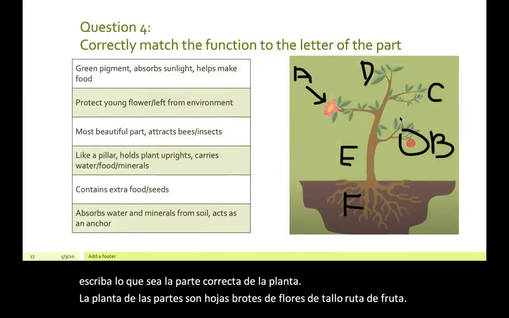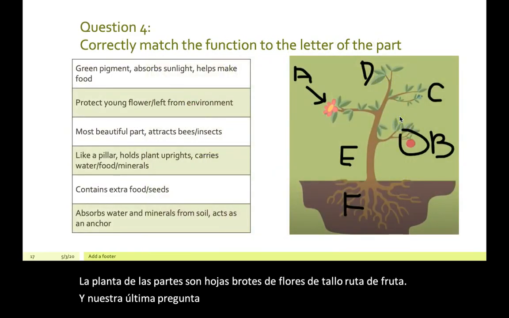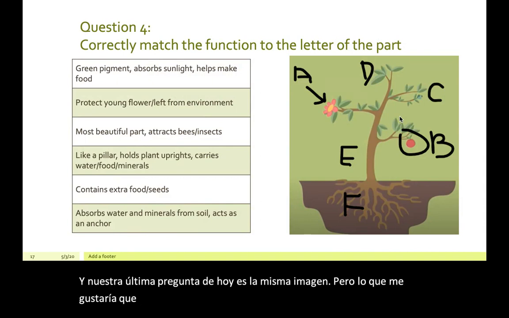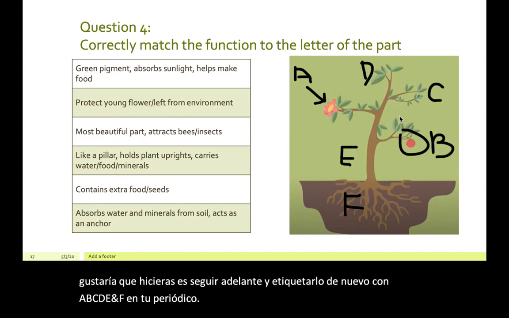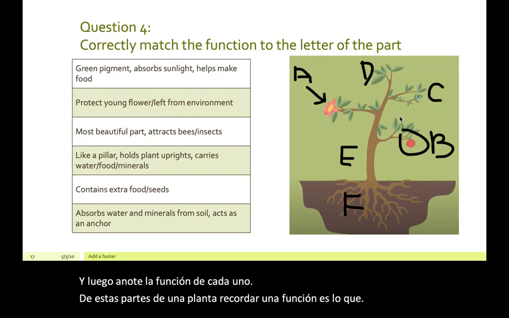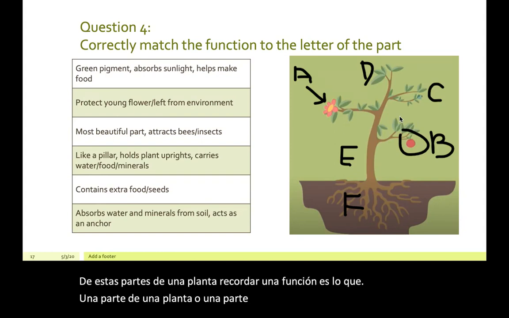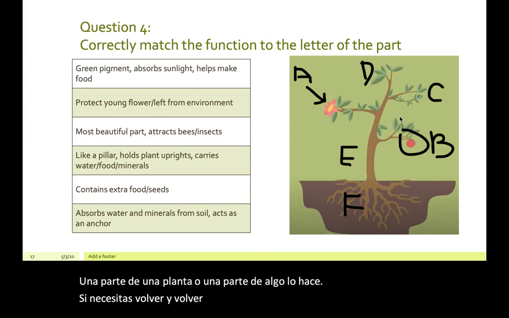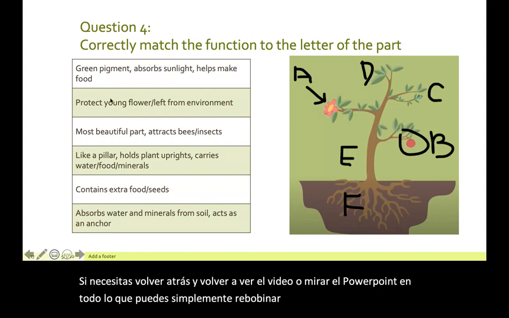And our last question today is the same picture, but what I'd like you to do is go ahead and again label it A, B, C, D, E, and F on your paper, and then write down the function of each of these parts of a plant. Remember, a function is what a part of a plant or a part of something does. If you need to go back and rewatch the video or look at the PowerPoint at all, you can just rewind and you'll be able to find the answers there.